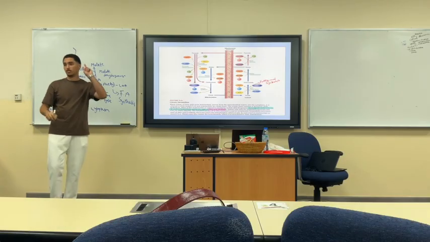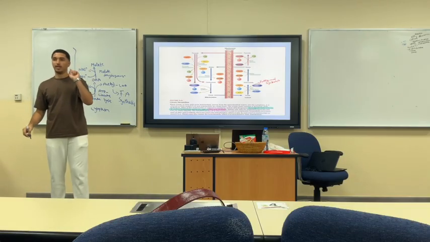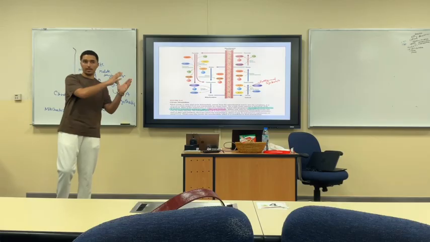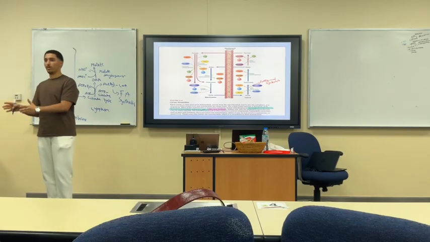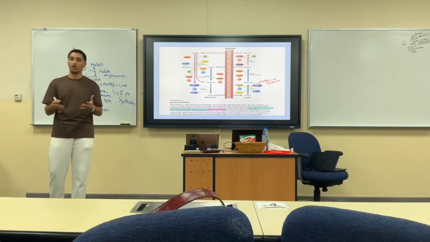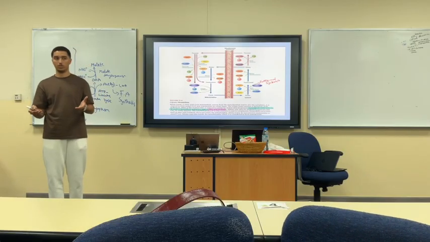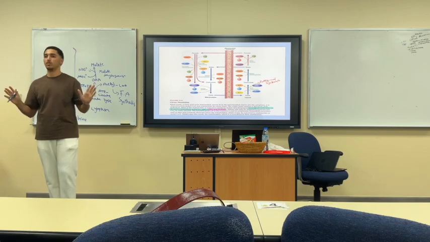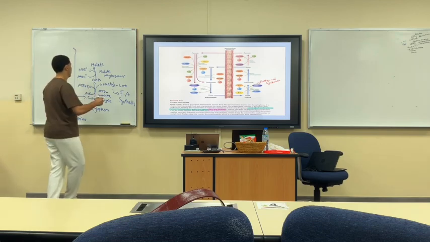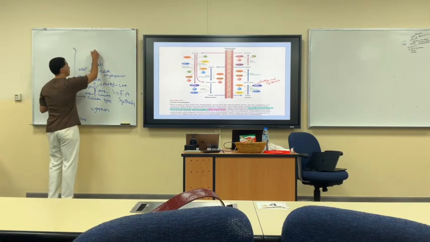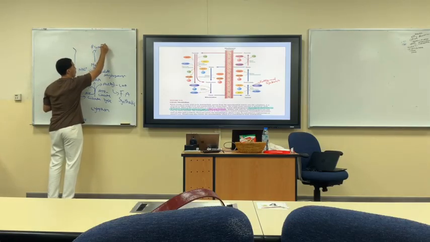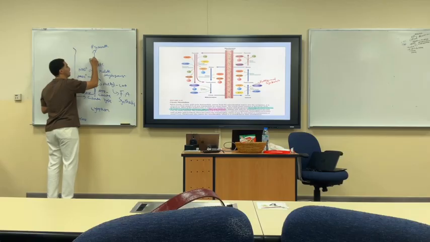Now, the malate has two pathways. It will either enter the mitochondria again, or it will be converted into pyruvate. But which pathway is going to be used? It depends on the cell need. Why? Because when we convert the malate into pyruvate, we're going to produce NADPH.